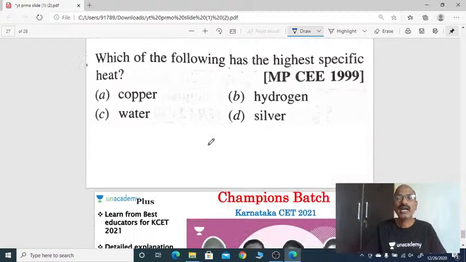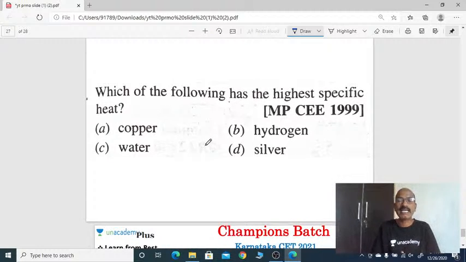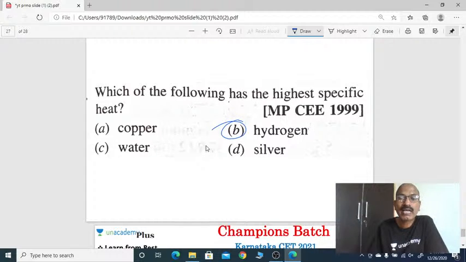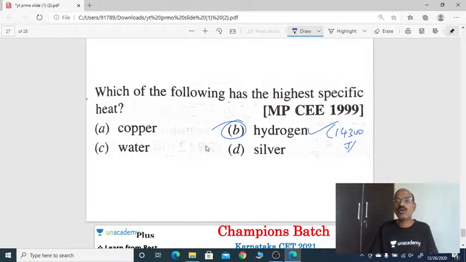And which of the following has the highest specific heat? We know that among liquids it is water. But here gases are given, and hydrogen has the highest specific heat among the given ones, 14300 joule per kilogram per Kelvin. Water has the highest specific heat among liquids, but here solids, gases, everything is given. So hydrogen gas has the highest specific heat among all.